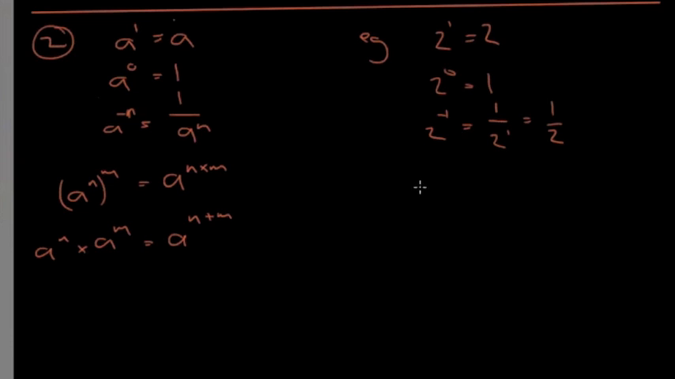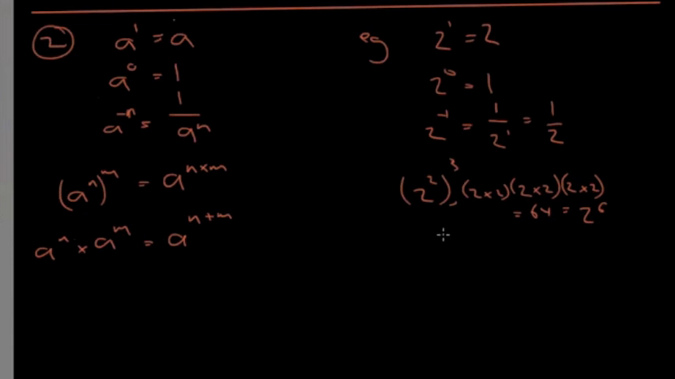So an example of this one could be, this top one could be 2 to the power of 2 to the power of 3. Well, if we write that out, it would be 2 times 2 times 2 times 2 times 2 times 2, which equals 4 times 4, 16, times 4 is 64, which is the same as saying 2 to the power of 6. So hopefully that's clear enough.